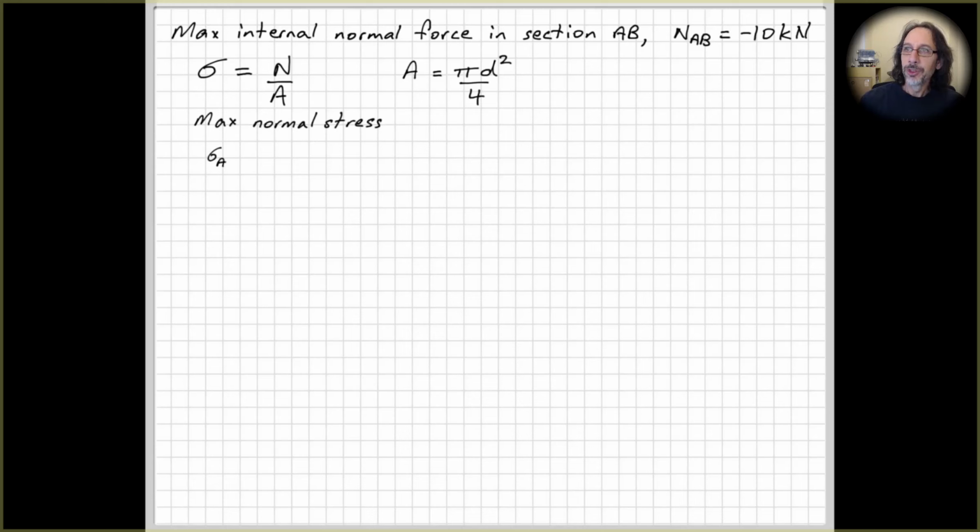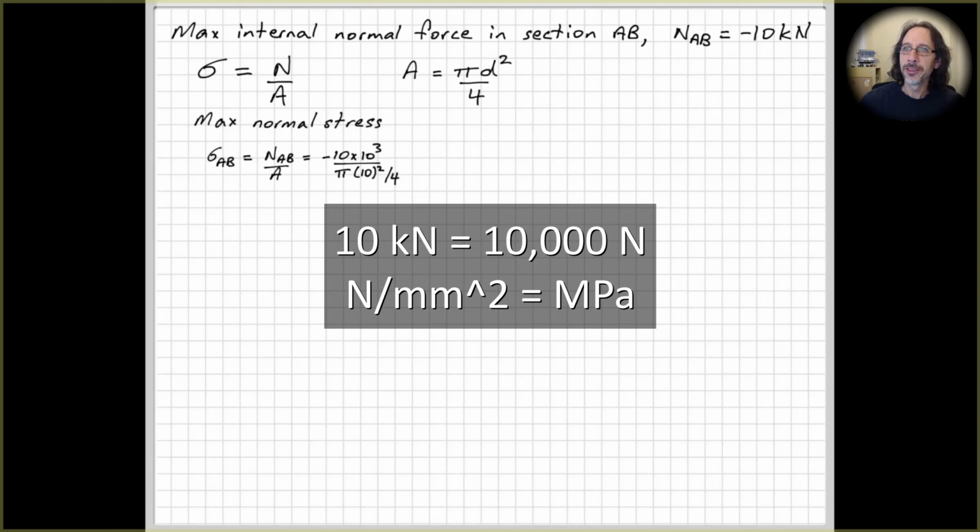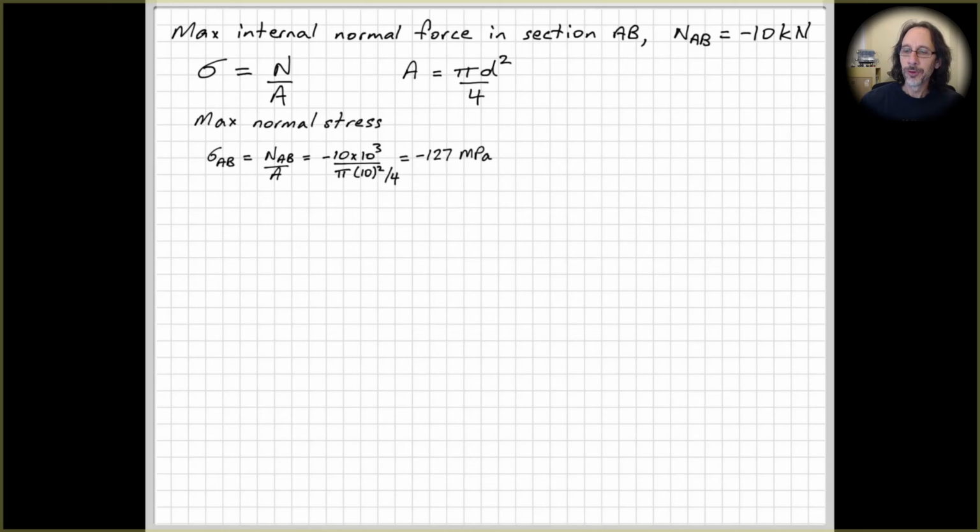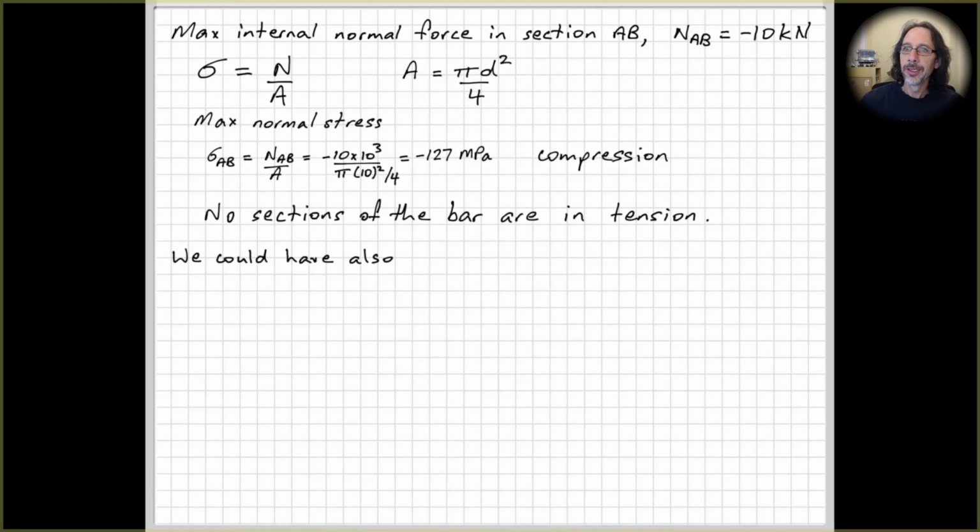Now the area is equal to pi d squared on 4, or pi r squared if you like. So the maximum normal stress, the normal internal force over the area, working in newtons and millimeters and megapascals, so 10 by 10 to the 3 over pi d squared on 4 gives me 127 megapascals, negative, so it's in compression. And as I mentioned, none of the sections of the bar are in tension, so don't need to worry about that.